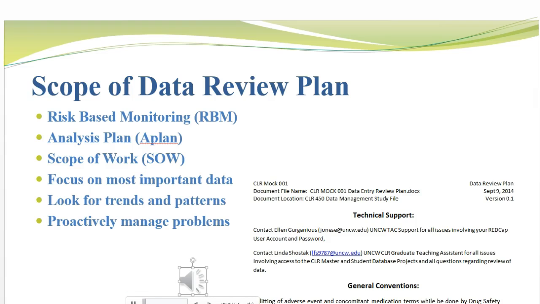The next thing I want to talk about is the scope of the data review plan. The data review plan is the document that outlines how we're going to clean and review the data. It needs to support the goals of risk-based monitoring. So in other words, it needs to be targeted to the same sorts of risk areas as the risk-based monitoring plan does. It also needs to support the goals of the analysis plan, because essentially you're reviewing data to make sure it's fit for analysis.